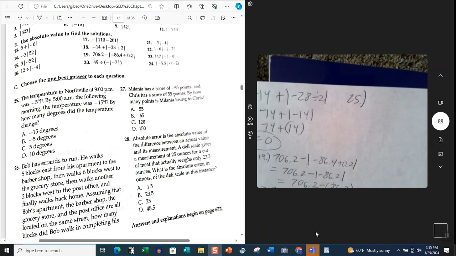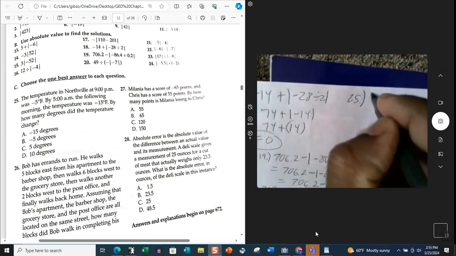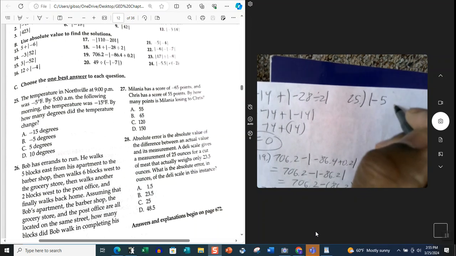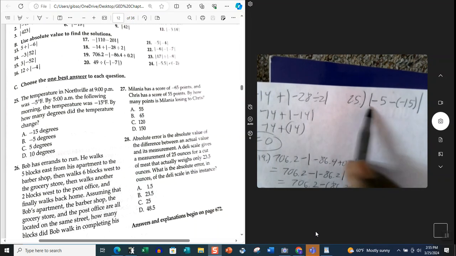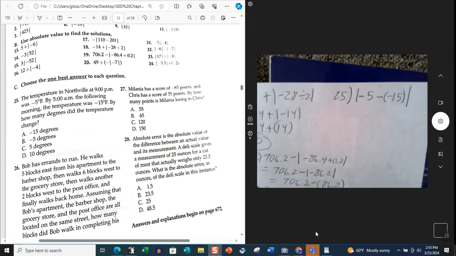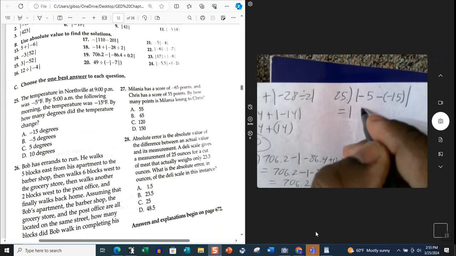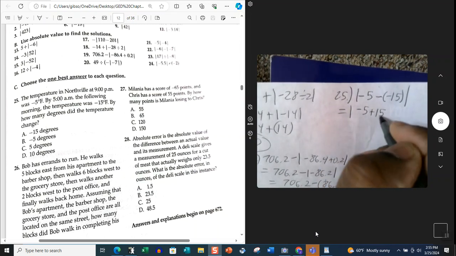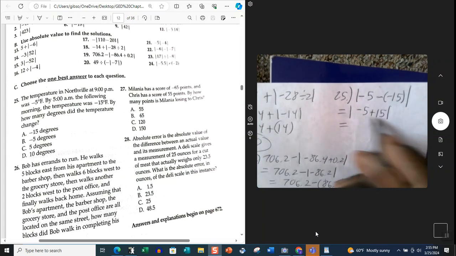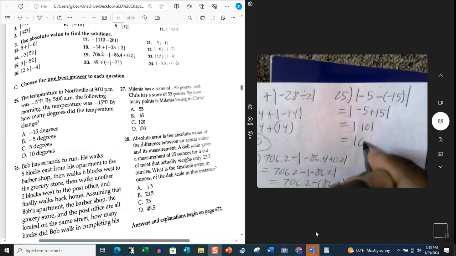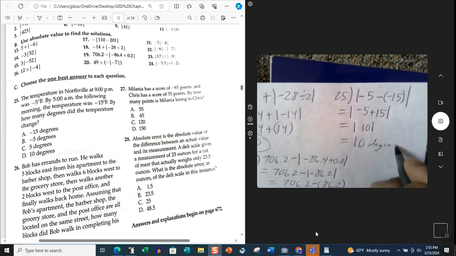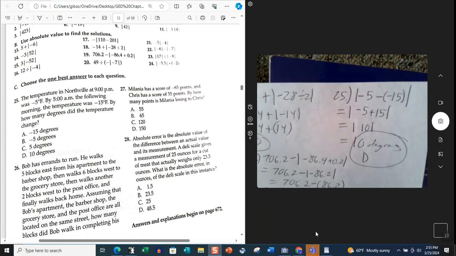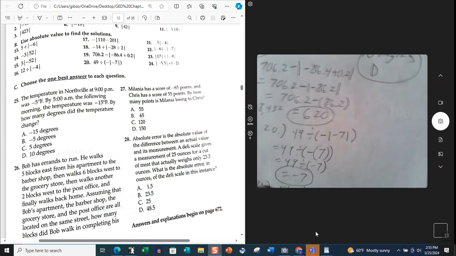So we're looking for a change, which is a subtraction problem. What we would do is take negative 5 minus negative 15, and we'll put all this under the absolute value bars. So we will have negative 5 plus 15. Negative 5 plus 15 is actually positive 10, and the absolute value of 10 is just 10. So it's 10 degrees, which is D.